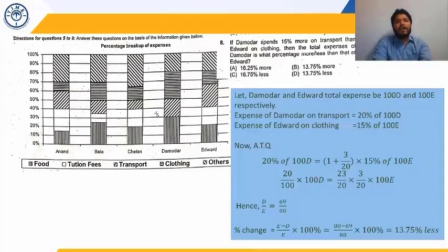So what we have done is first assume the total expenses of Damodar and Edward to be 100D and 100D, then calculate their expenses on transport and clothing, then apply the rule of multiplying factor, and accordingly solve. We got the ratio of D and E, and the percentage change between D and E that was required in this question. So this question is purely an application of percentages.